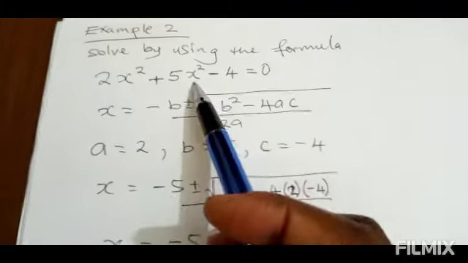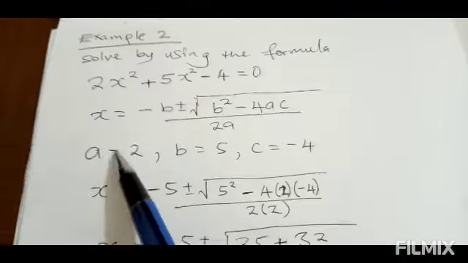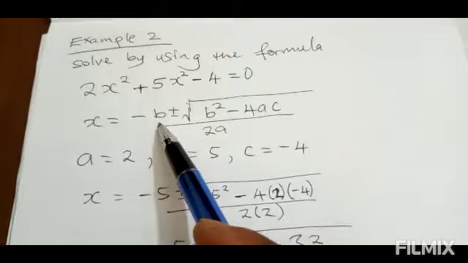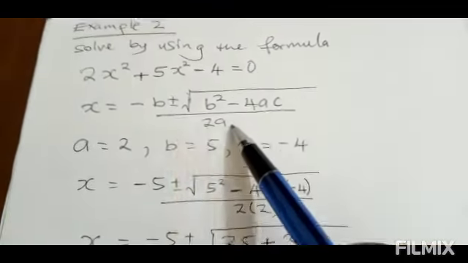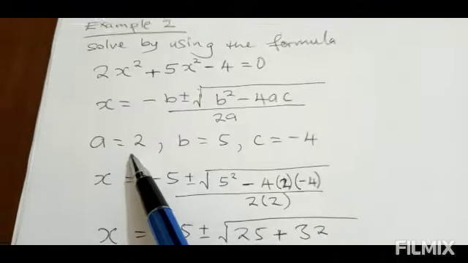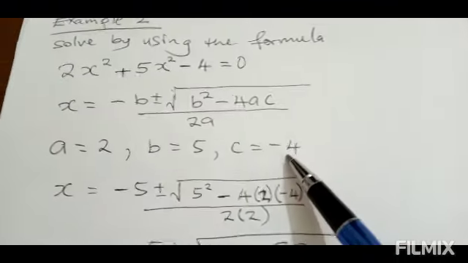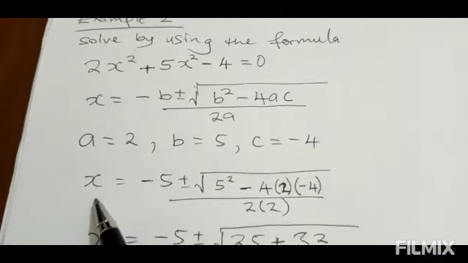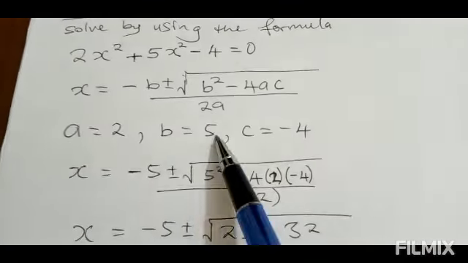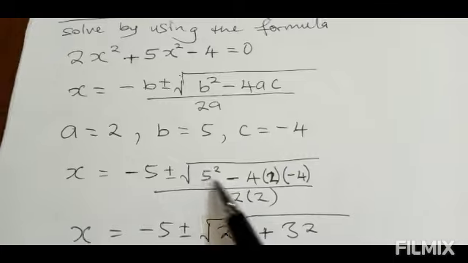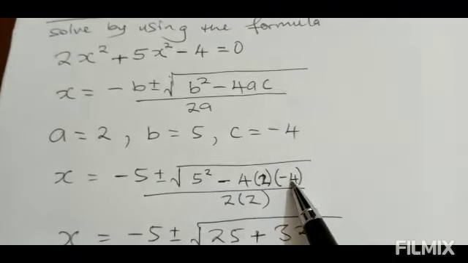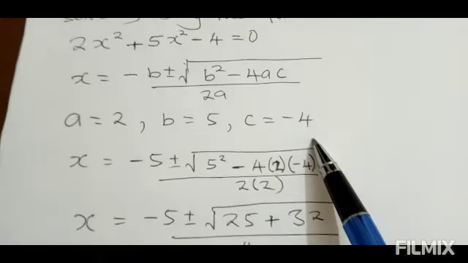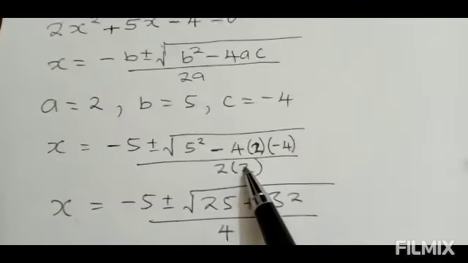2x squared plus 5x minus 4 is equal to 0. So x is equal to minus b plus or minus the square root of b squared minus 4ac over 2a. So a is equal to 2, b is equal to 5, and c is equal to negative 4. x is equal to minus 5, which is b, plus or minus 5 squared minus 4 times 2 times negative 4. This is under the square root, over 2 times 2, because a is 2.